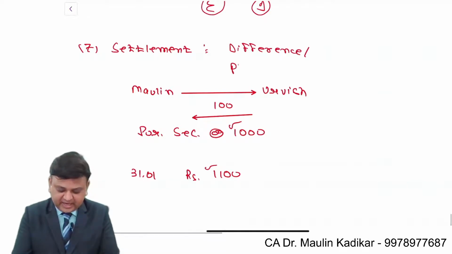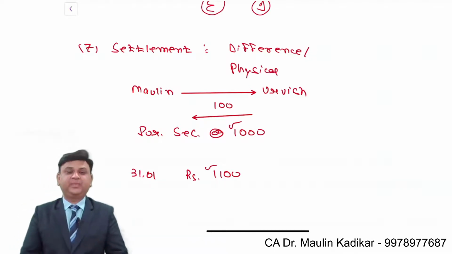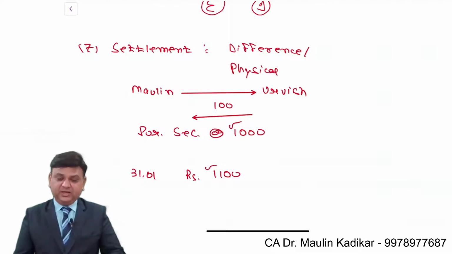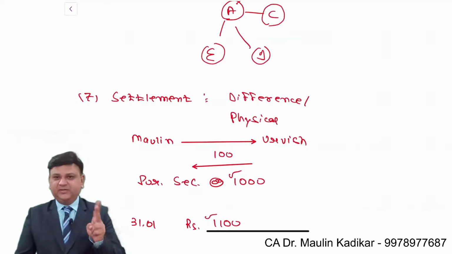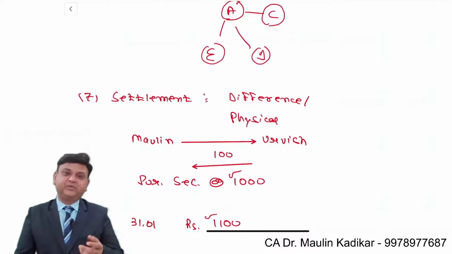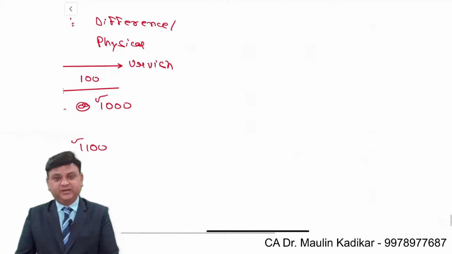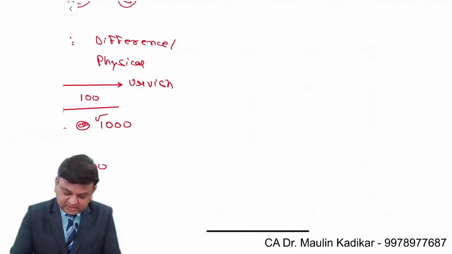Or I may tell my friend that no, I want the physical delivery only. So again, it is the mutual understanding that both of us have, and based on that the transaction will be entered upon and there will be a settlement. There can be difference settlement, there can be physical, whatever we decide. In case of the futures, it is not like that. It is the standardized agency, that is the exchange.